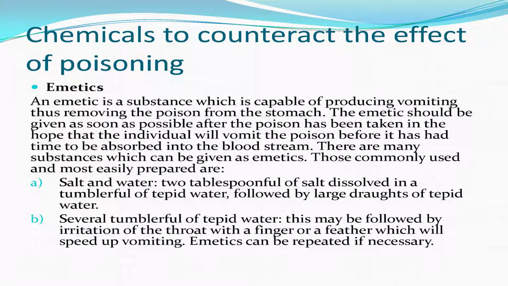Chemicals to counteract the effects of poisoning. So we are looking at the chemicals that counteract the effects of poison. The first one is emetics. Emetics are substances that induce vomiting. An example is salt and water. Two tablespoons of salt dissolved in water should be followed by a large draught of tepid water. It is given to induce vomiting.